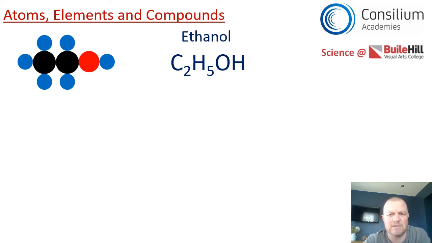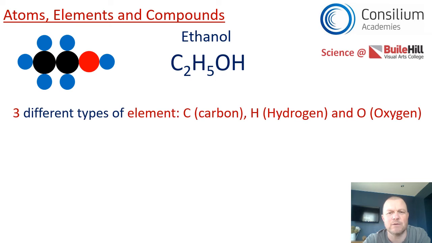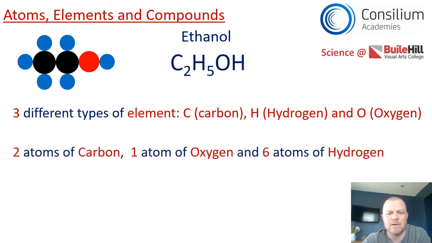So what does that tell me, C2H5OH? Well, it now tells me that the compound ethanol is made up of 3 different types of element. It's made up of the element C, which is carbon, the element H, which is hydrogen, and the element O, which is oxygen. Don't worry about the final H, it's still hydrogen, so there are only actually 3 different types of element in that compound.